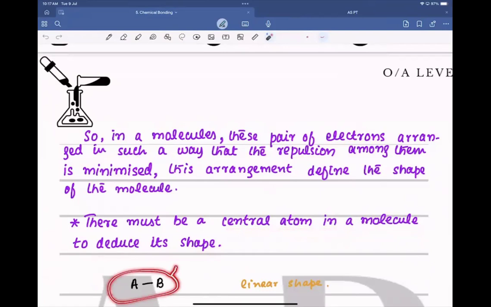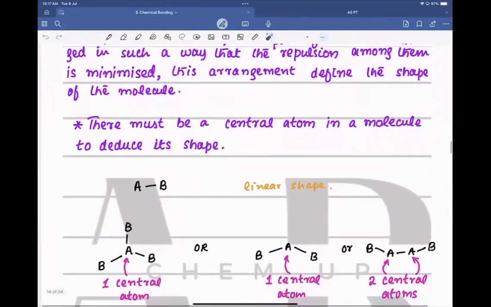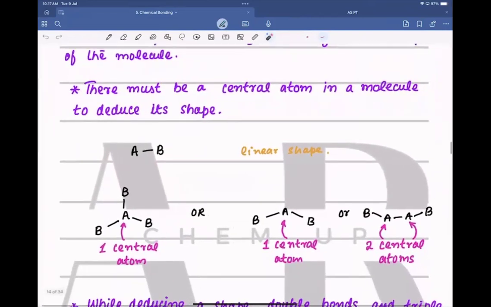No, there is no central one, right? Now have a look at these shapes. In this shape, this one is considered as a central atom, right? In this shape, this one is considered as a central atom. And over here, these two are considered as central atoms.